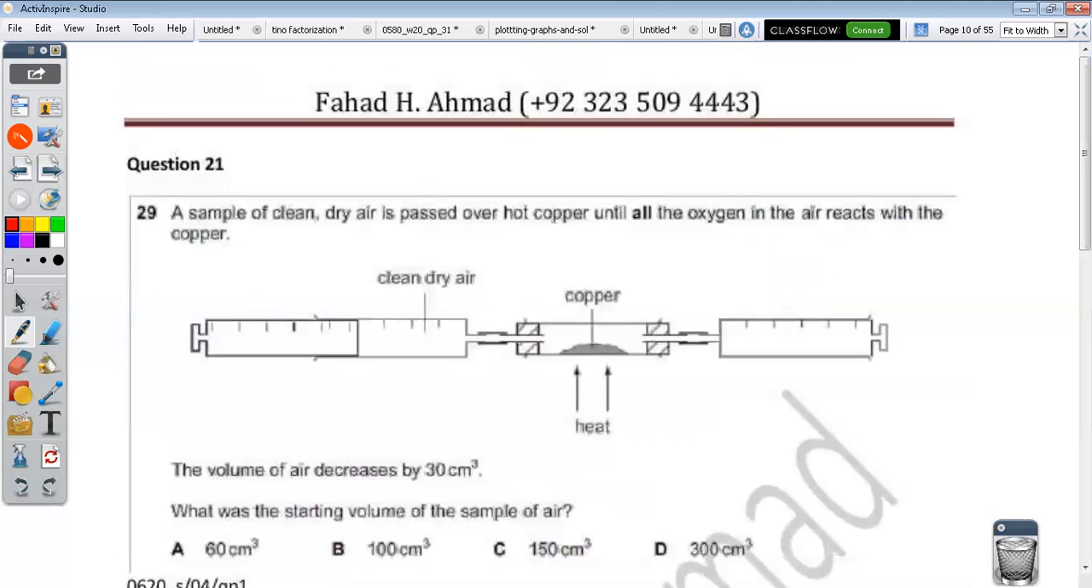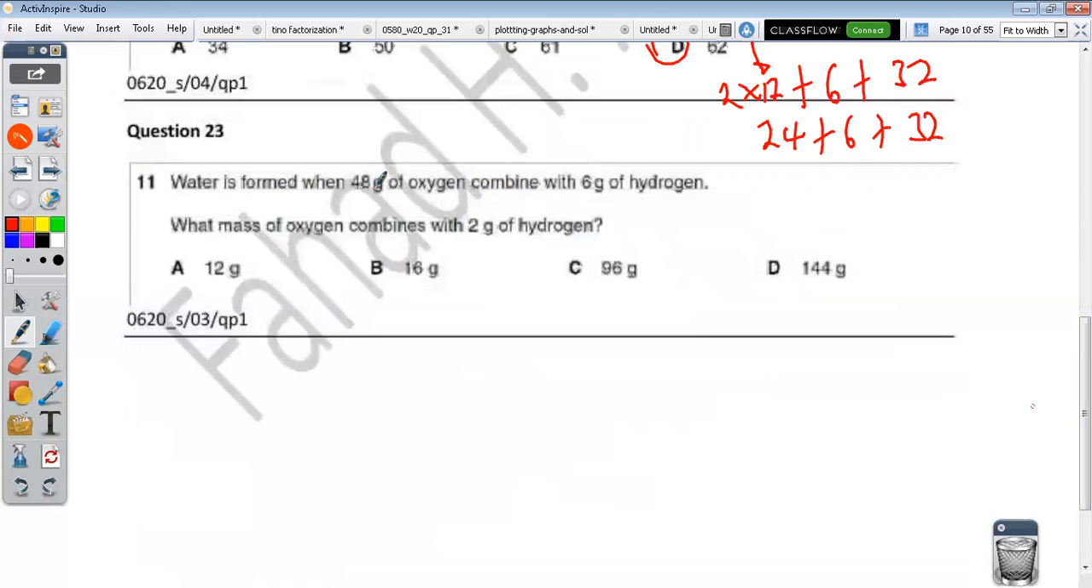There are certain things that you don't need to do in chemistry. For example, water is formed when 48 grams of oxygen is combined with 6 grams of hydrogen. Now we are saying 2 grams of hydrogen. What mass of oxygen? We don't know this mass, X. It's obvious it will be less than 48. From this, you can do this. That's what I was showing you.